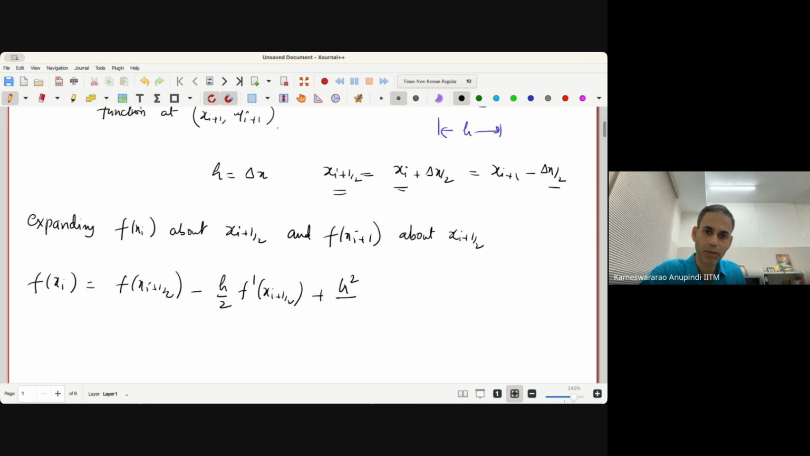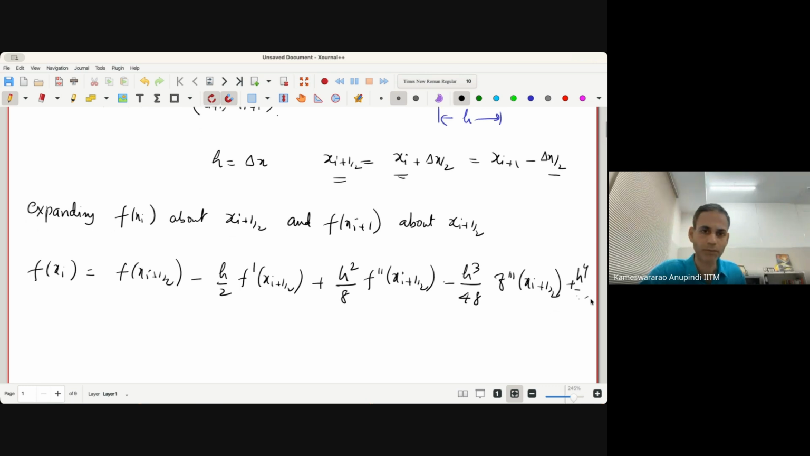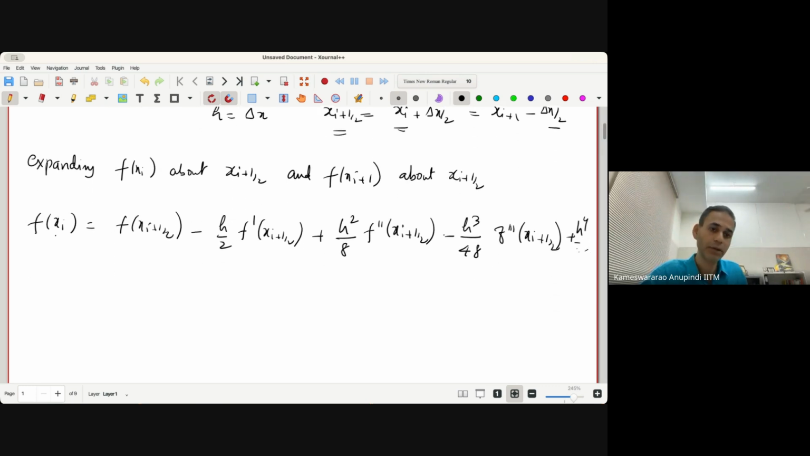That means it's going to be h square by 4 times 2 factorial. It's going to be h square by 8 f double prime xi plus half, plus or minus right now, because this is the third term, minus h cube by 3 factorial, that is 6, 2 cube 8. So this is going to be 48 f triple prime xi plus half, and then plus h power 4 by something and so on. So that is the expansion of f of xi about f of xi plus half.